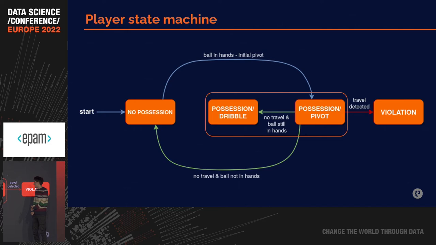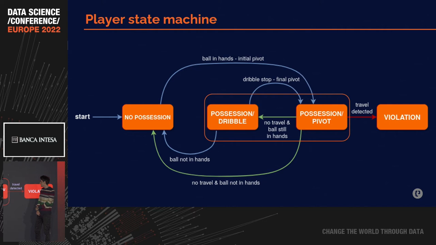But if there is no travel, there are two possible options. You can go to the no possession state, where the process starts again. And if you continue with your dribble, you of course move to the possession dribble state. Once you are there, you will have a chance to pivot once again if you stop. But you can also release the ball whenever you want, so you go to the no possession state and the process starts again.